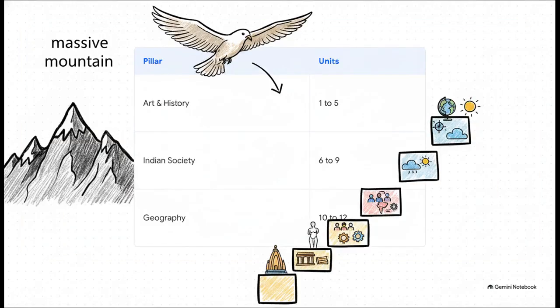Well, when you zoom out, the seemingly overwhelming syllabus naturally groups itself into just 3 manageable core pillars. Units 1 through 5 are entirely art, culture, and history. Units 6 through 9 are dedicated to Indian society, and units 10 through 12 cover geography. Suddenly, that massive mountain we were talking about looks a lot more like a structured staircase, doesn't it?